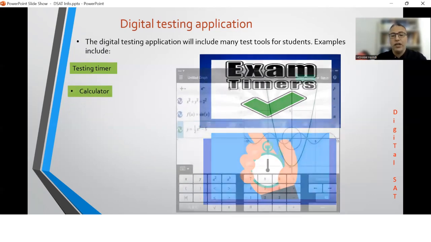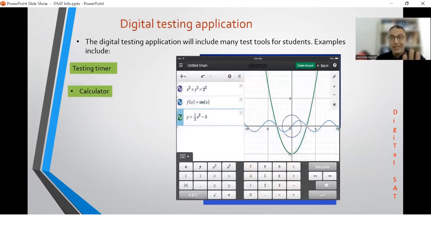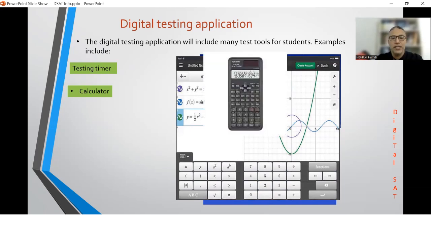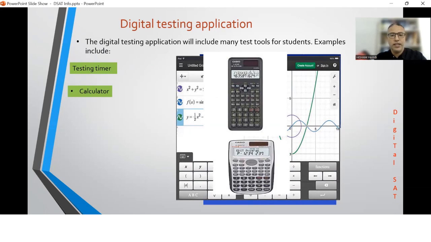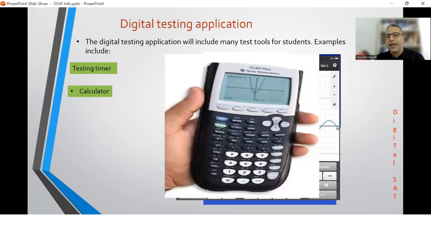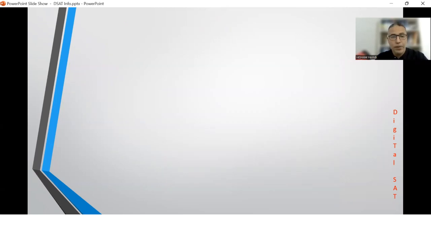You have two kinds of calculator. You have the Desmos one, which is built into the program, and I'm going to show you how to work with this in the questions. And you can bring your own calculator, as you can see on the screen. Of course, you can now use your graphing calculator if you are aware of how to use it. So regarding the calculator, in the whole section of math, you can use a calculator. You can use your own calculator, the one that you are used to in your hand, or you can use the Desmos one, the one that is built into the program.